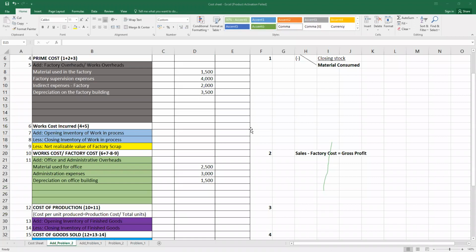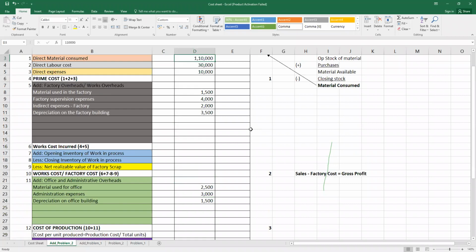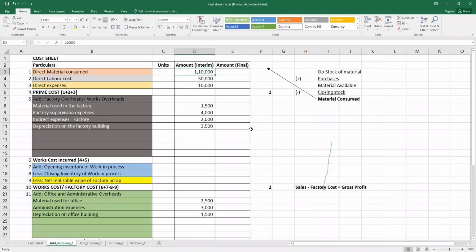Freight on material purchase. Ideally, we add the freight on material purchase into direct material consumption only, as that freight is incurred for bringing the material into the factory. So we will add in material consumption plus 5000, and we will call it as a direct material consumed only. So it's a 1,15,000.